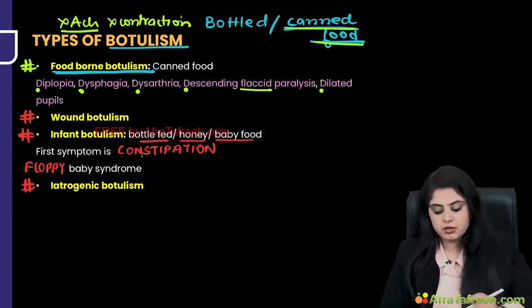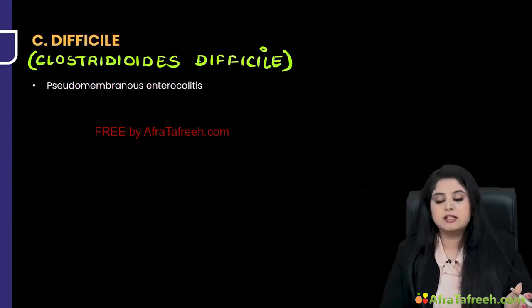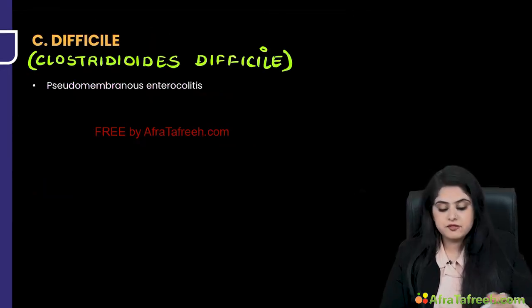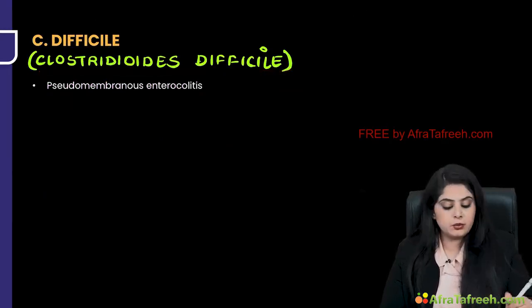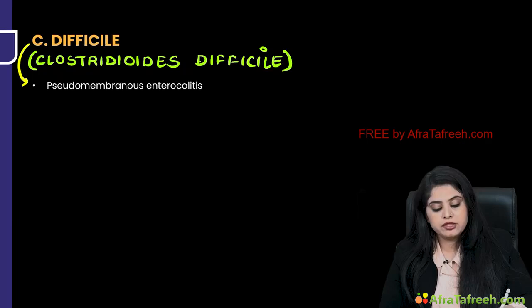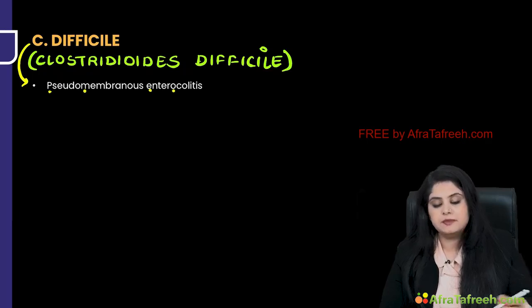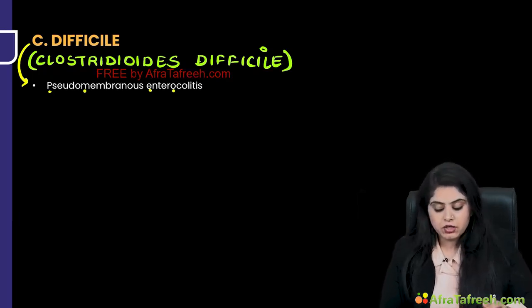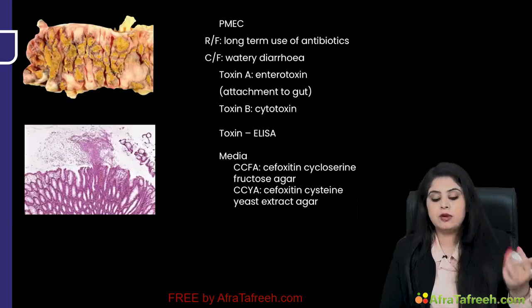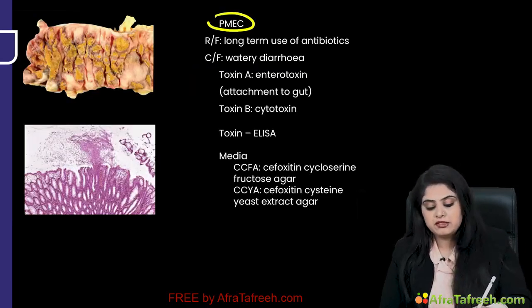Botulism, okay with everyone, because the last Clostridium that we have is Clostridium difficile, which is also known as Clostridioides difficile. That's a new name given to it. And we all know that it causes a disease called PMEC, pseudomembranous enterocolitis. Very, very important in medicine and surgery also. So I've got you one final flashcard for it. Yes, this is what all you have to know for pseudomembranous enterocolitis.